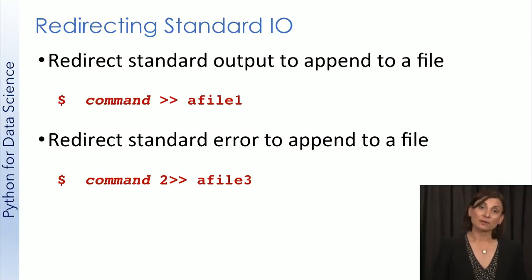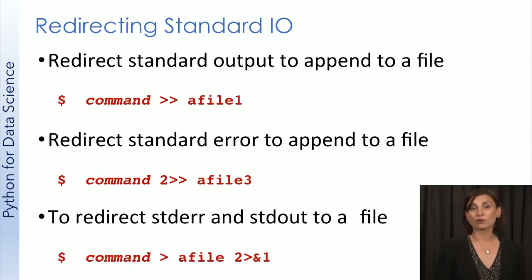Doubling the greater than operator in standard out and in standard error redirections will append to the file instead of rewriting the file. So in this case, we see command redirecting to a file 1, and instead of rewriting the file, it appends to a file 1, and command redirecting the error using 2 greater than to a file 3.